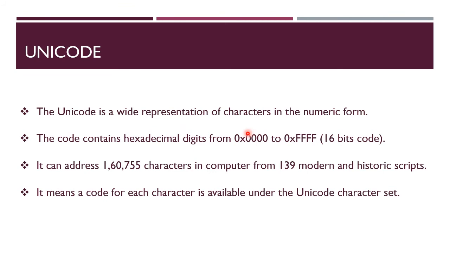Nowadays the latest coding system of characters followed worldwide is the Unicode character set. Worldwide, what character set is being followed? It is the Unicode character set. What are the features of this Unicode character set? Unicode is a wide representation of characters in numeric form. The code contains hexadecimal digits from 0000 to FFFF. That is, it uses 16-bit code.